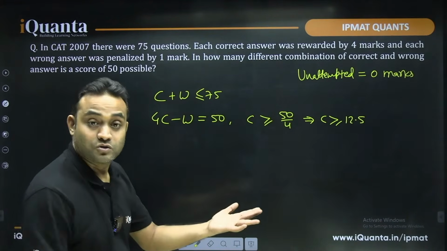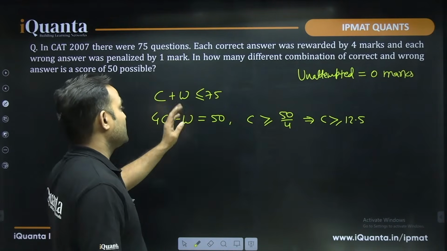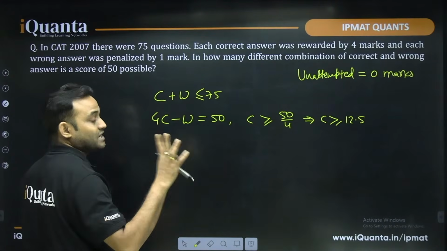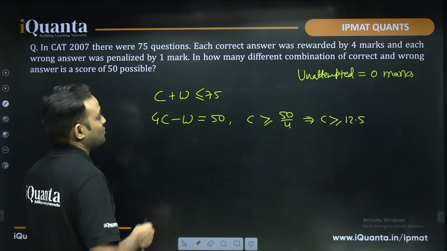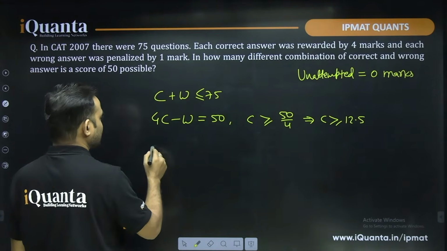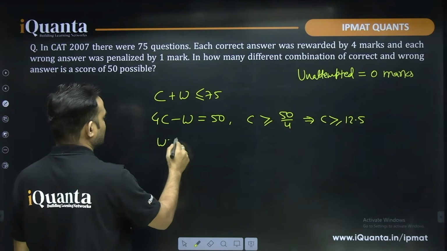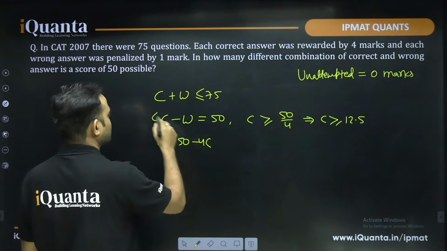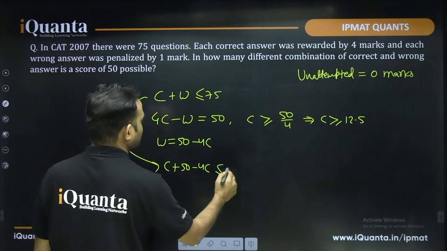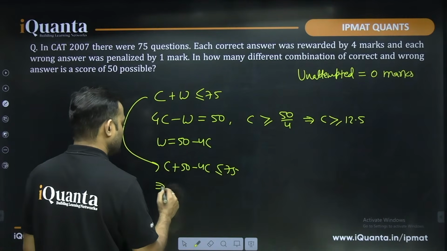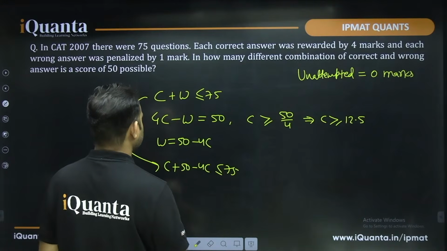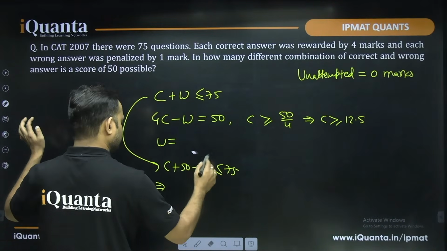Till what values? So if I want to maximize the number of correct questions, the W will also be maximized, right? So what we can say, let's put it here. C plus W is equal to 50 minus 4C should be less than or equal to 75, or W is equal to 4C minus 50, my mistake.